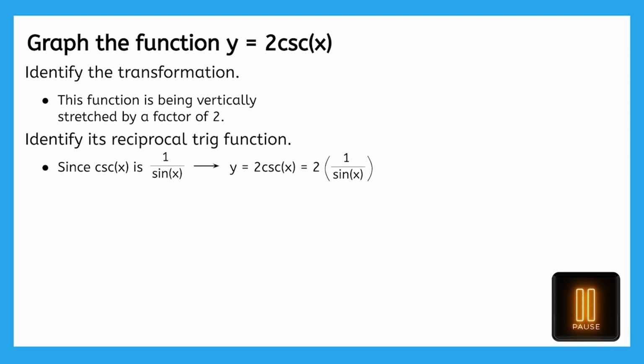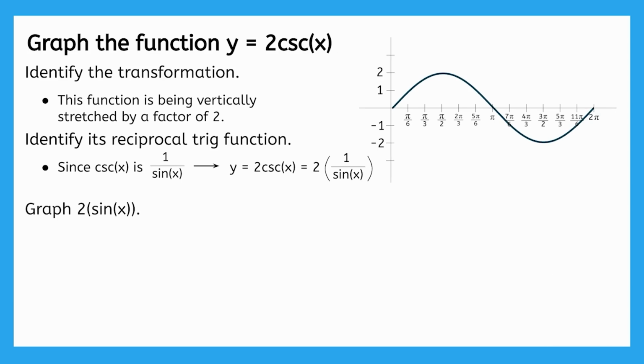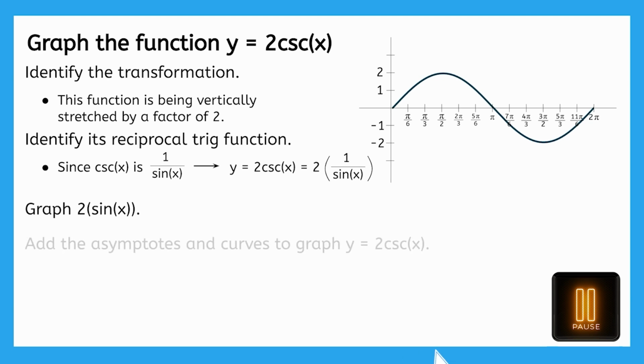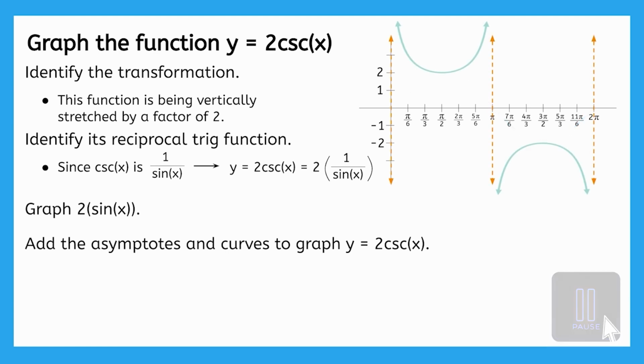Pause the video and graph a sine curve that has been vertically stretched by a factor of 2. This is what your curve should look like. Now, pause the video again and add your asymptotes and curves to make it the graph of y equals 2 times cosecant of x. How'd you do?